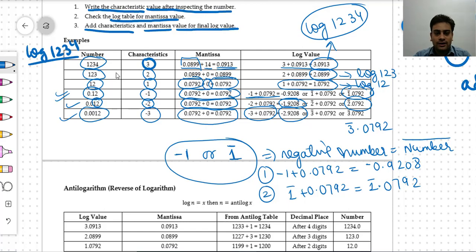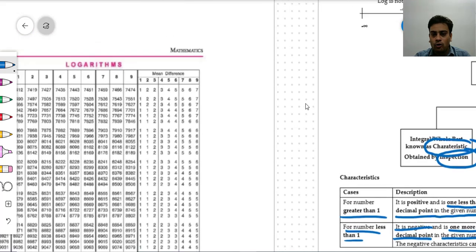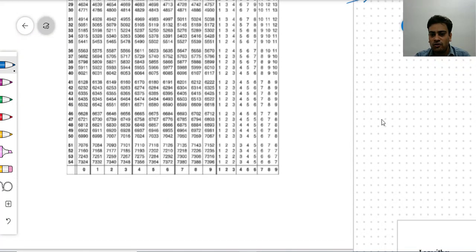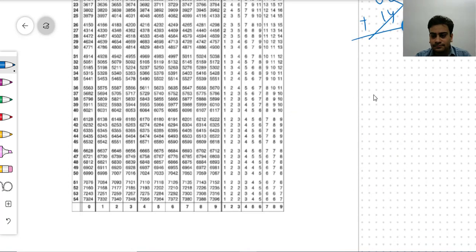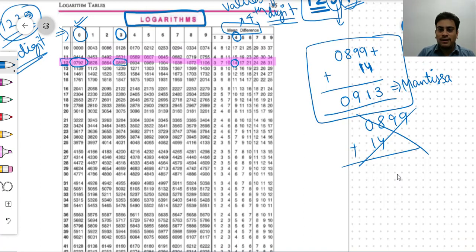Now I will quickly show you the logarithm tables. Although I have shown you how to find the log values, I just need to discuss a couple of points with you. Here you can see that, as I told you, you always look at the first two digits in the first column. The third digit we always look at in the top row, and the fourth digit we always look at in the mean difference. The mean difference value is always added to the last two digits, as I added here. So here 14 is my mean difference, and I added it to the last two digits only, because this is basically my after-decimal part.